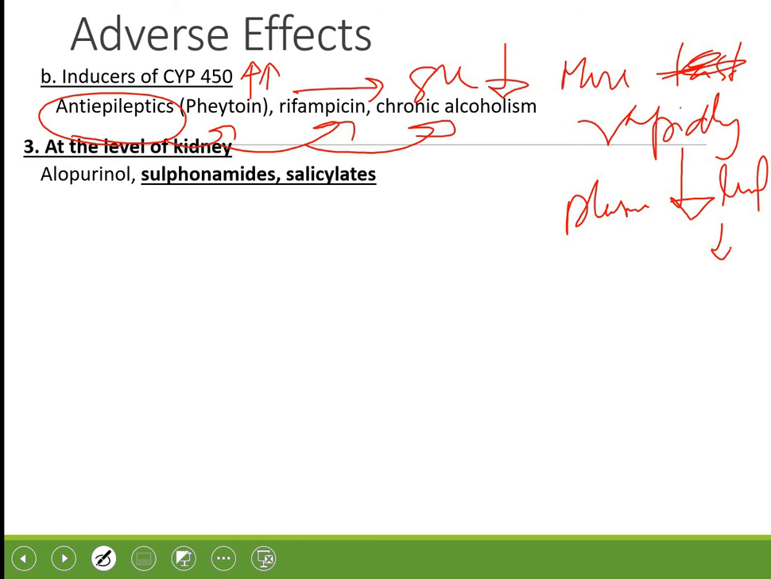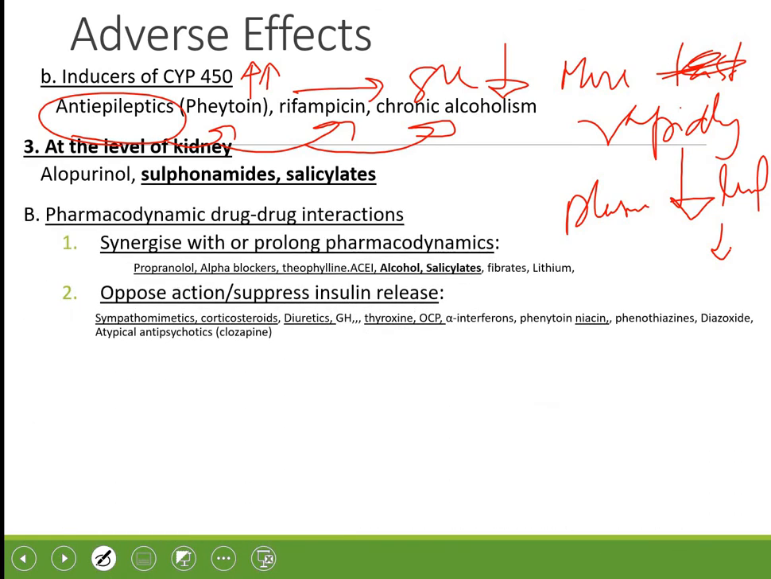Therefore, at the level of the kidney, in tubular secretion, salicylate also interferes. So the level of sulfonylurea and other sulfonyl drugs will be increased, and we will have a risk of hypoglycemia. There may be pharmacodynamic interaction. Pharmacodynamic means the drug competes with other drugs, and the effect may be prolonged or decreased. So this will be discussed in the next slides. These are the drugs where the effects and metabolism are affected, and the pharmacological responses are affected.